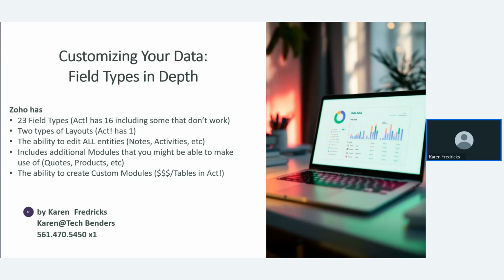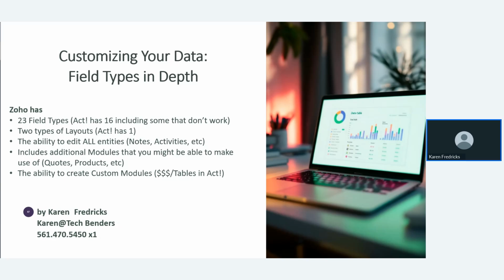In ACT, we have one type of layout. You have that basic layout. You go up into tools, design, layout, and you can make different layouts, but they were all based on that same structure of layouts. In Zoho, we have two types of layouts. We have what we call standard layouts, and then we have the custom canvas layouts, which is what we're going to work on next meeting.